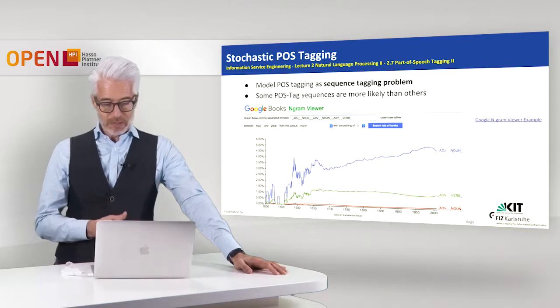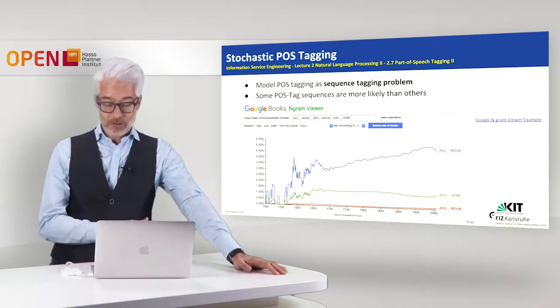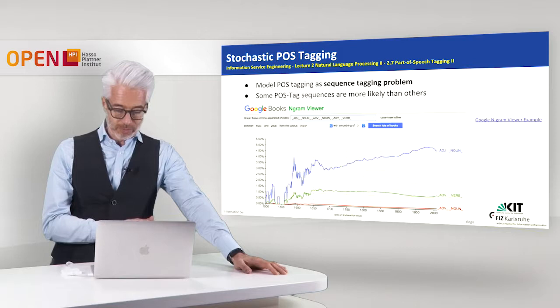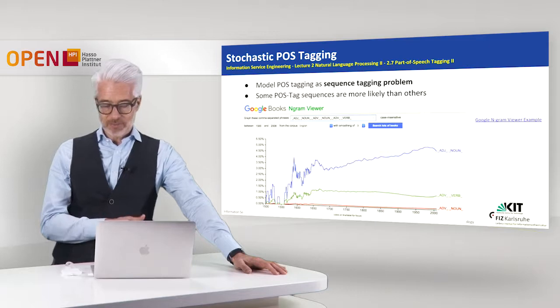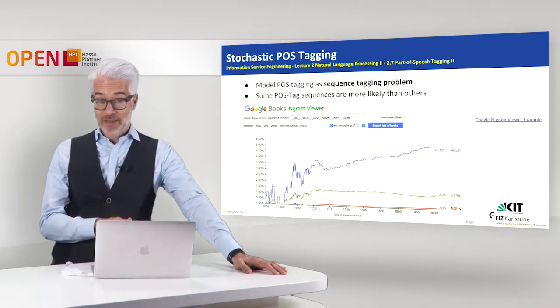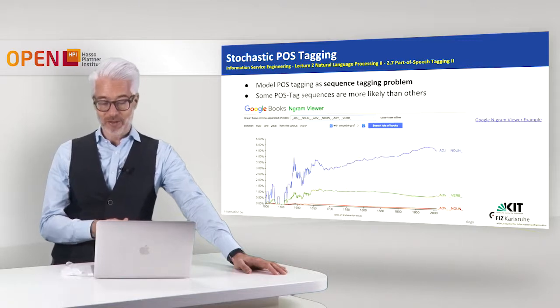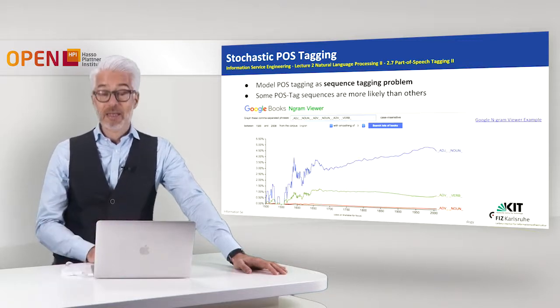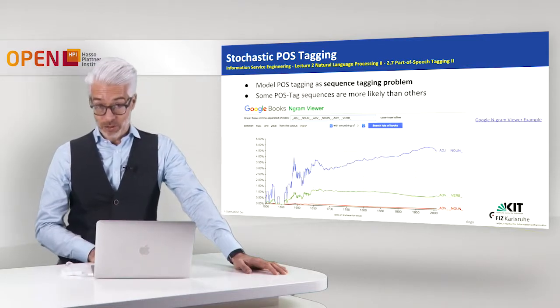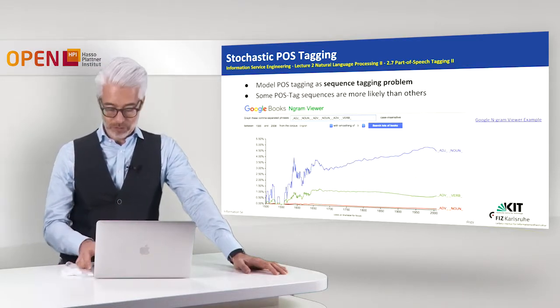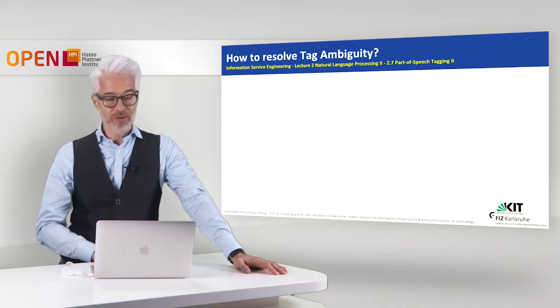And it looks for combinations like adjectives followed by a noun, adverb followed by a verb, or adverb followed by a noun. And you see here that the sequence adverb followed by a noun is much less likely than the sequence adjective followed by a noun over the entire corpus. And exactly this kind of probability we will use for the probabilistic POS tagging approach.